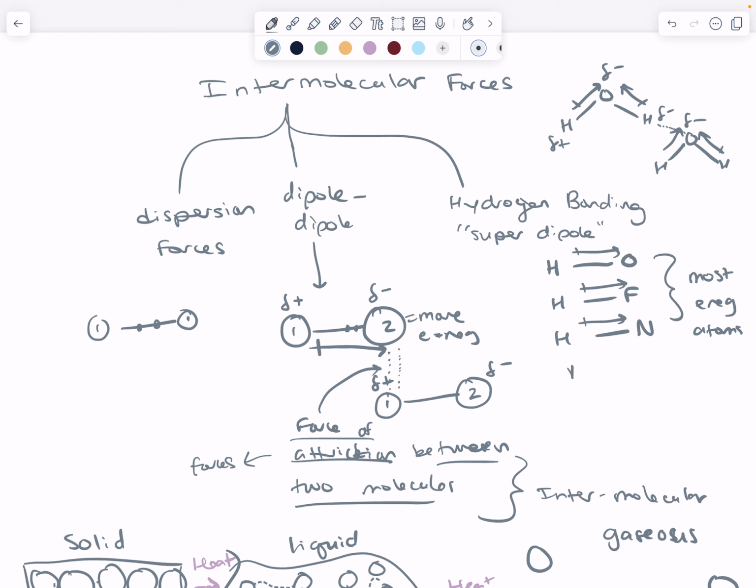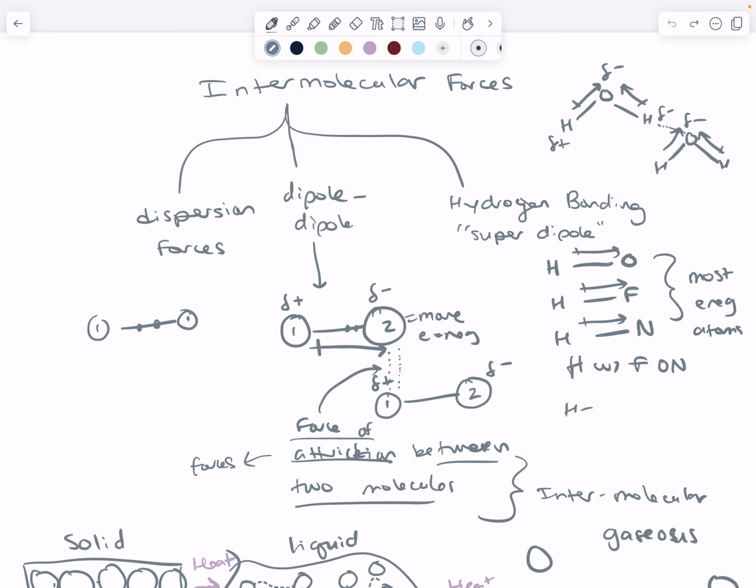So my high school teacher said it was "H with fun." And I remember thinking, well, it isn't fun, F-U-N, but you know what? It works, because I still remembered it. So H with F-O-N, that's when you get that super dipole. But if it's H with chlorine, that's just considered a regular dipole.